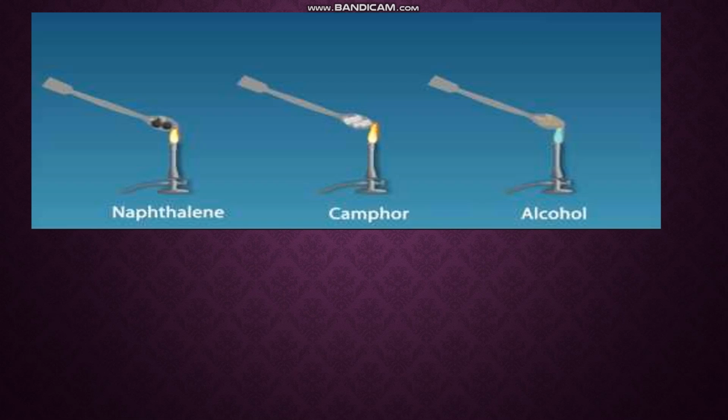So let us see the result. Which are the compounds we have taken? Naphthalene, camphor and alcohol. You can see here when naphthalene and camphor are burnt, a yellow smoky flame, a sooty flame, is produced. When alcohol is burned, you can see a blue flame, a clean flame. Now let us see what is the reason for this difference.